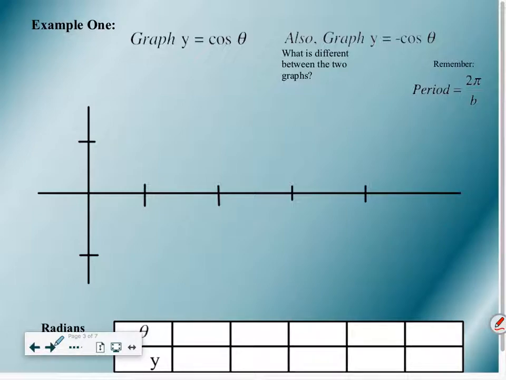Question, what is my amplitude of y equals cosine of theta? 1. So my max is 1, my min is negative 1. Okay. What is the b associated with cosine of theta? It is not there, so it is 1. So our b is 1. We need to find our period first. Our b is 1, so I'm taking 2 pi divided by 1, which is 2 pi.